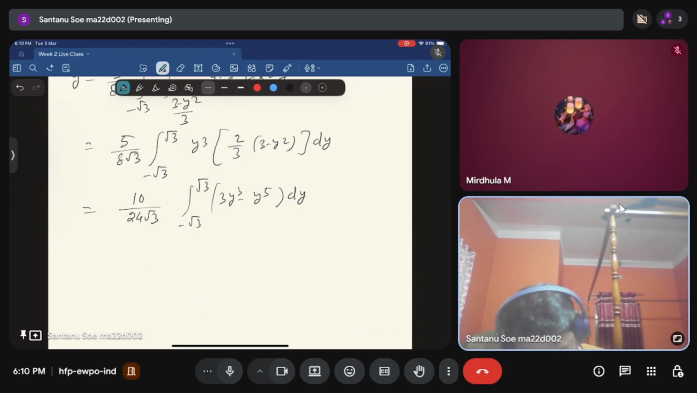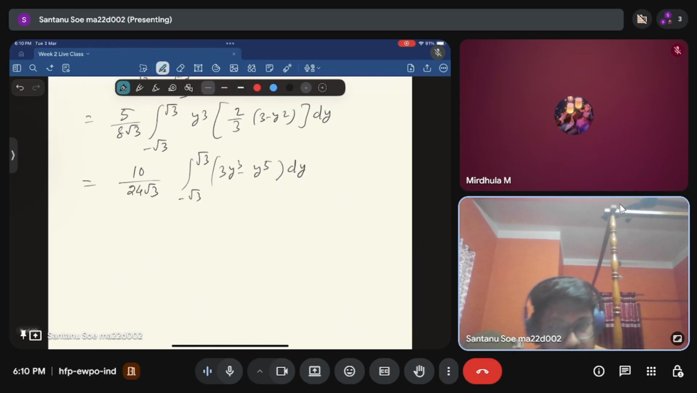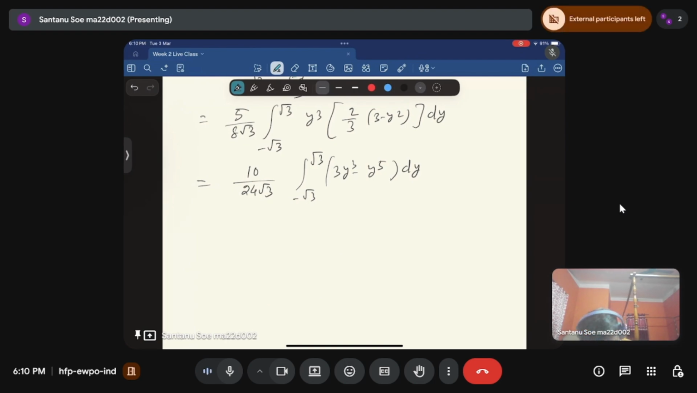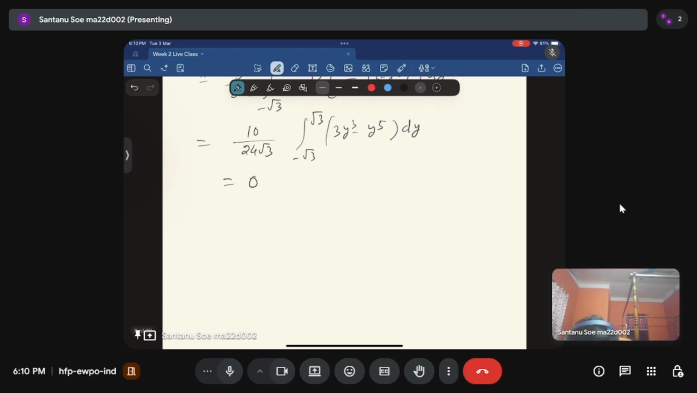Okay, so now since this is an odd function, the integration from minus square root of 3 to square root of 3 will be 0, because this is an odd function. So this answer is going to be 0. Okay, so our m is 8 root 3 by 5, and (x bar, y bar) is (79 by 63, 0).